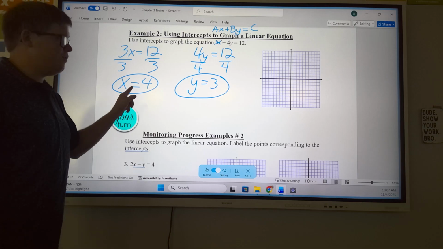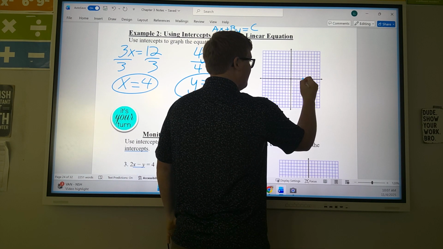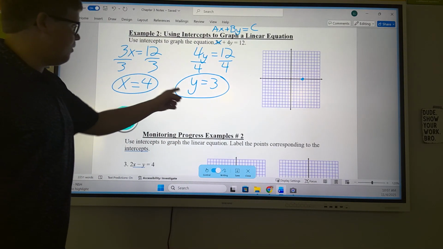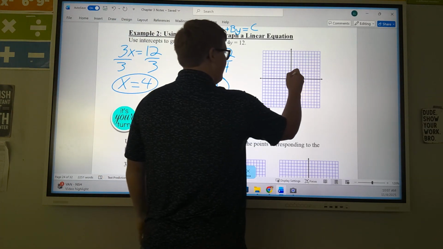Our x-intercept is 4. That means we're going right 4 on the x-axis. 1, 2, 3, 4. We're making a point at 4. Okay, for our y-intercept of 3, we are going up 3 on the y-axis. 1, 2, 3.